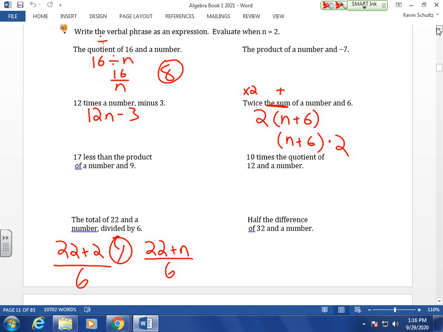I'm going to let you work through the rest of them. We've done 4 as examples here. I'm going to let you practice with the rest. Olivia, do you have another question? Yes. So when n is 2, 2 plus 6 is 8, and then you're taking twice that, so you would get 16. Okay.